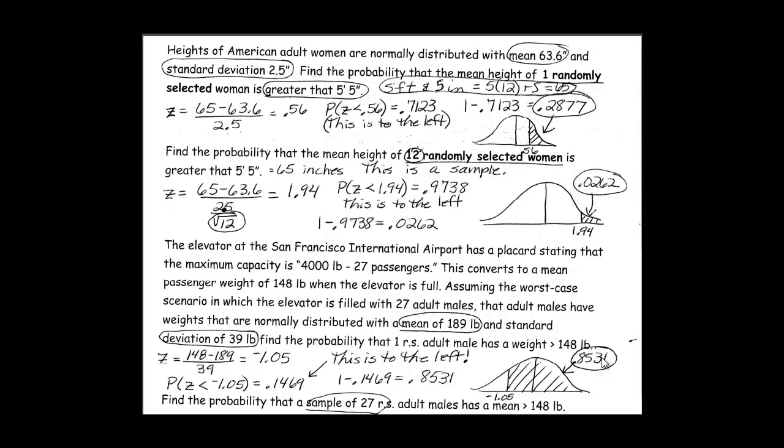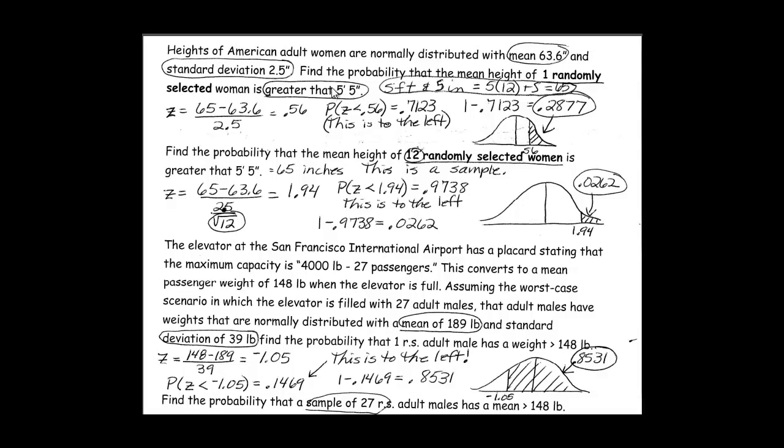Okay, so the first part should be familiar. Heights of American adult women are normally distributed with a mean of 63.6 and a standard deviation of 2.5. Find the probability that the height of one randomly selected woman is greater than 5 foot 5 inches.